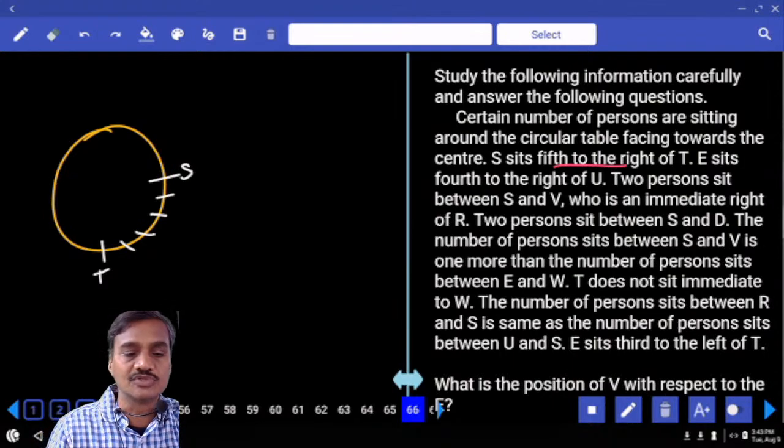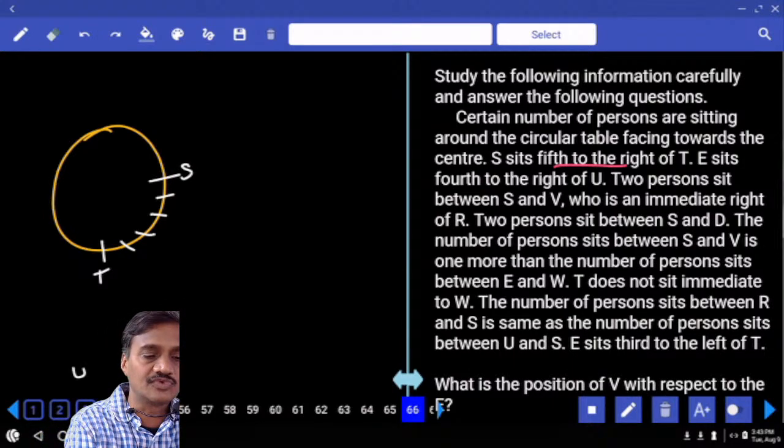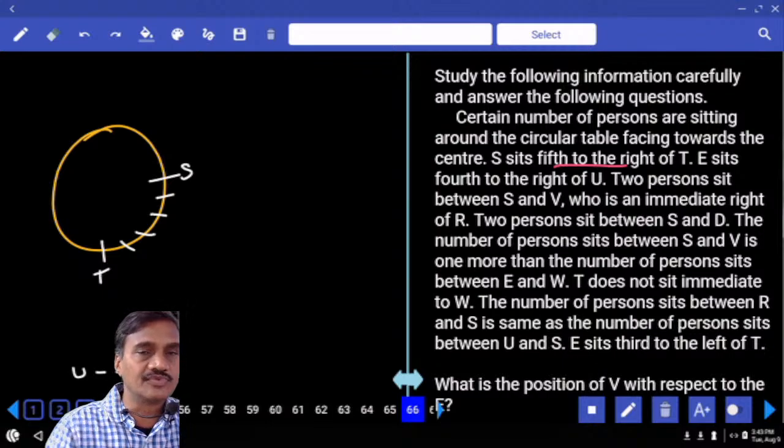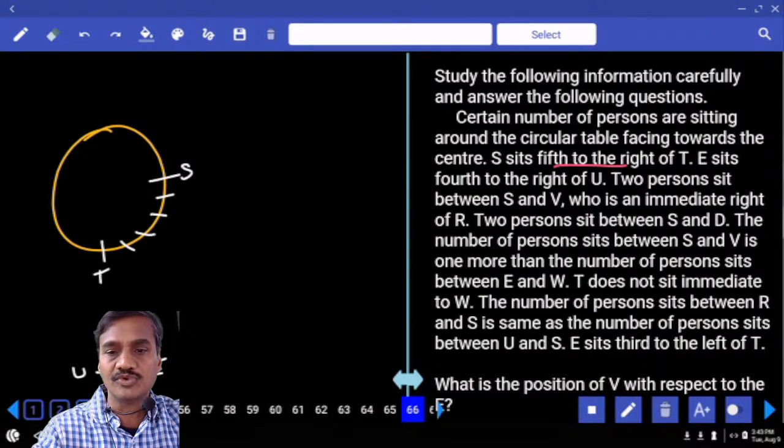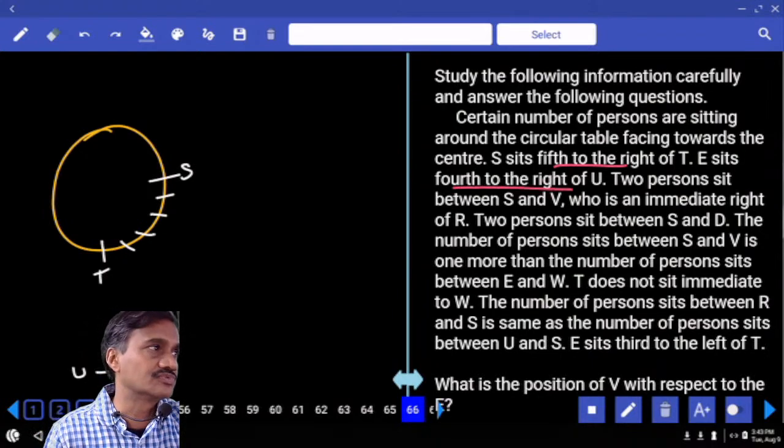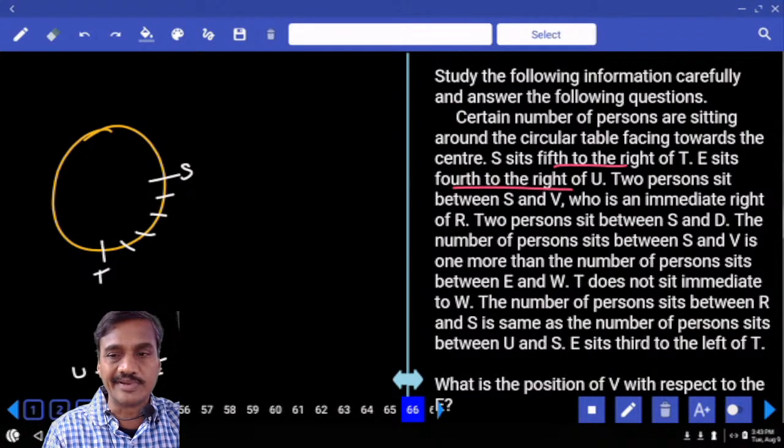And E is fourth to the right of U. As of now, E is fourth to the right of U, and we do not have any information regarding this one. Hence we are writing this one separately.